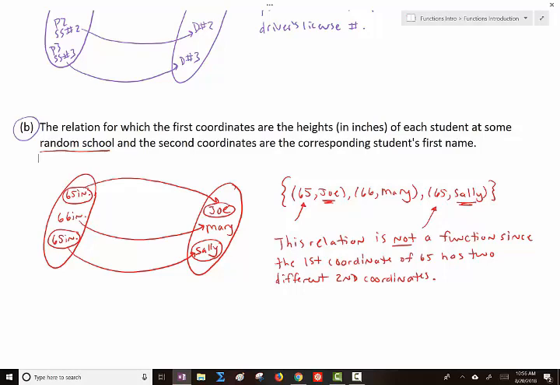So there are many different ways to represent functions. The different representations can be viewed in videos at a later time, but hopefully this gives you a nice introductory concept of what a function is.